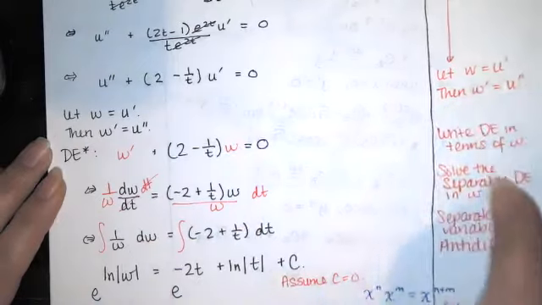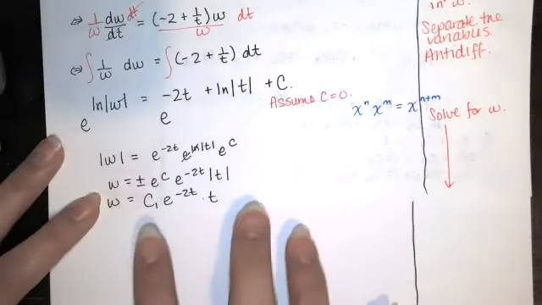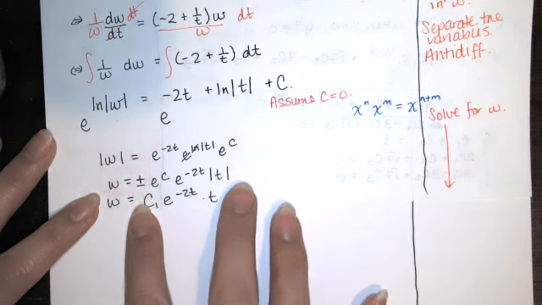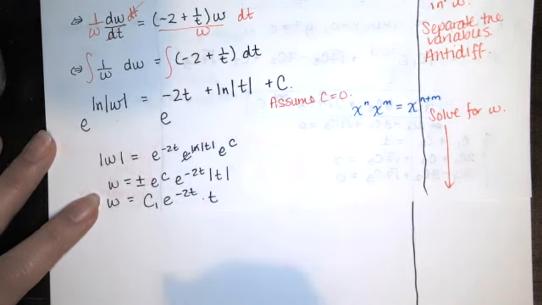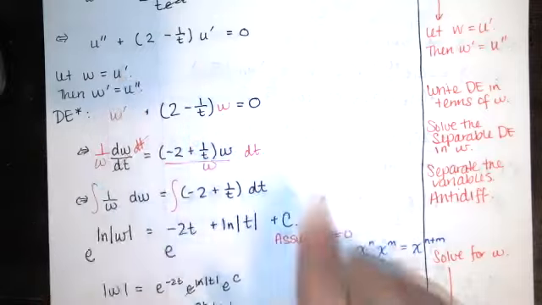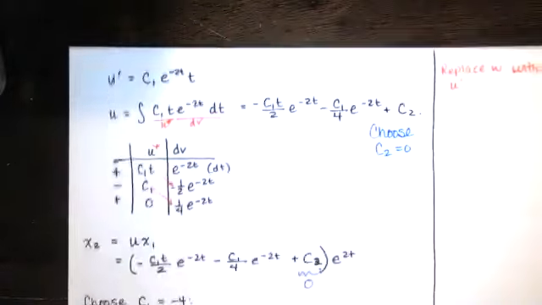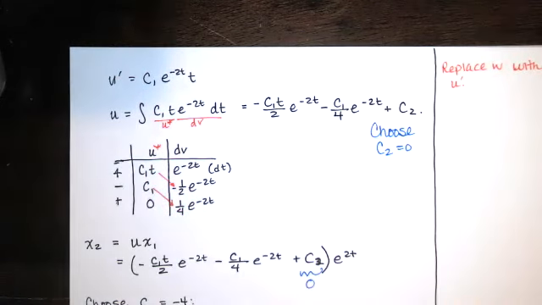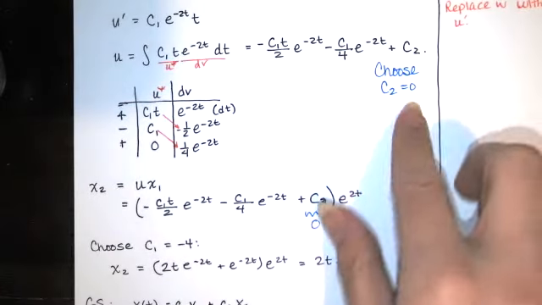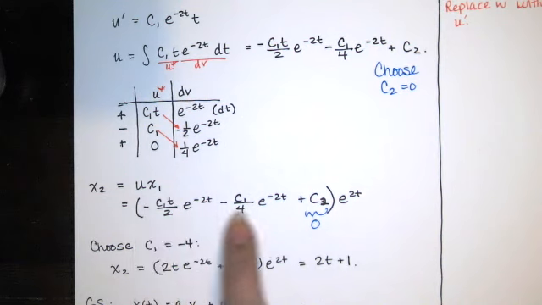After you solve it, after you get that w, then you have to remember we're trying to get x sub 2. And x sub 2 is u times x sub 1. So we need to get from w back to u. So we have to back substitute. w is actually u prime. So we replace w with u prime. And we say the derivative of u is this. Well, then u must be the antiderivative of that. So we compute the antiderivative. And if we let this constant of integration be 0, we get this.